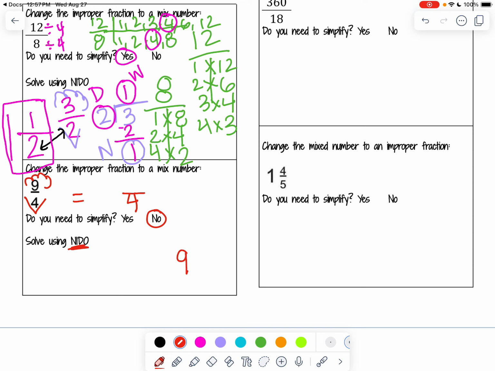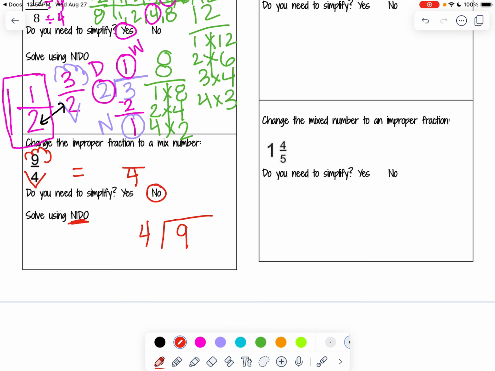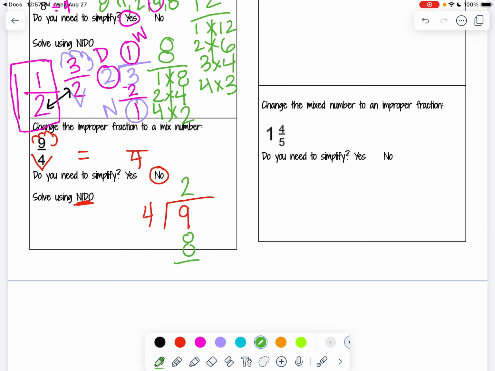And now I'm going to put our numerator inside and our denominator outside. I'm asking myself, how many times does 4 go into 9? It is 2 times, because 2 times 4 is 8. Now we will subtract 9 minus 8, which will give us 1. If we're not looking for a decimal, we do not need to add a decimal zero. So now I know I can stop here and build my mixed number.